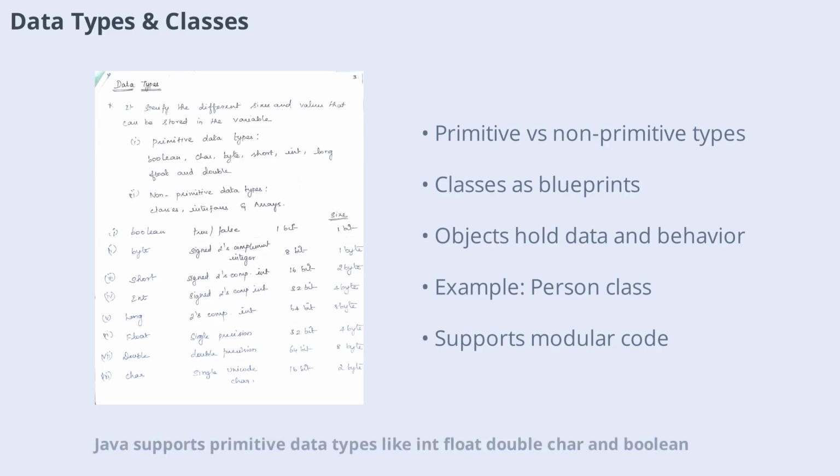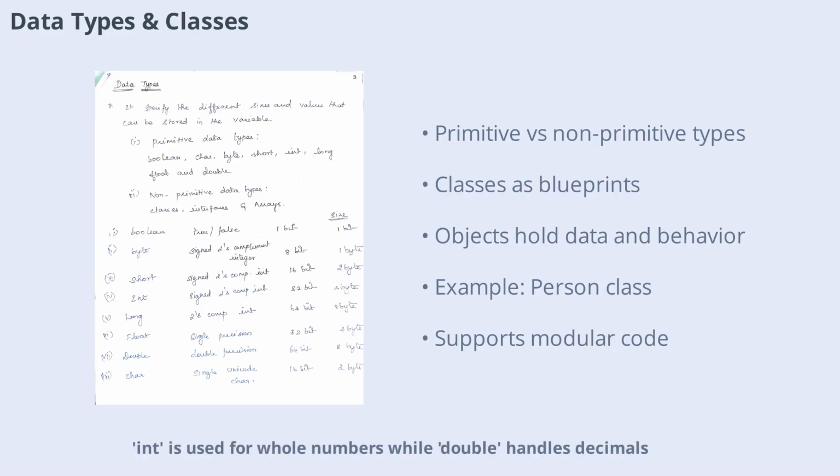Java supports primitive data types like int, float, double, char, and boolean, each designed for specific kinds of information. For instance, int is used for whole numbers while double handles decimals. Beyond primitives, Java also allows for non-primitive data types such as classes and arrays, which can store more complex data. Classes are blueprints for creating objects, grouping related variables and methods together.